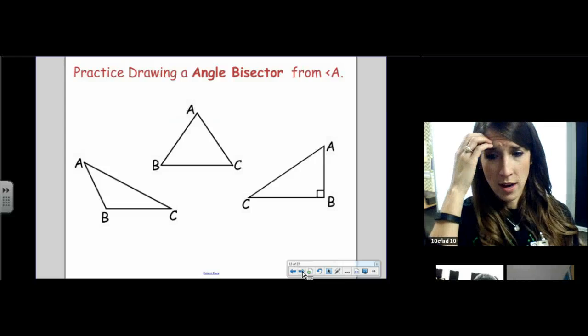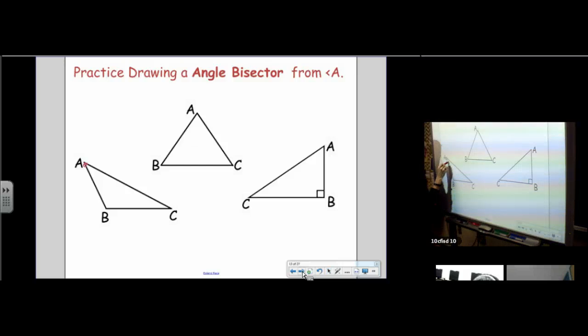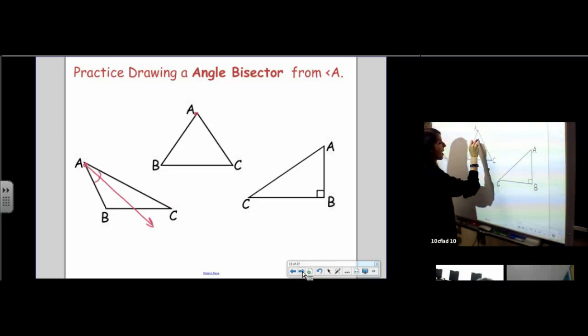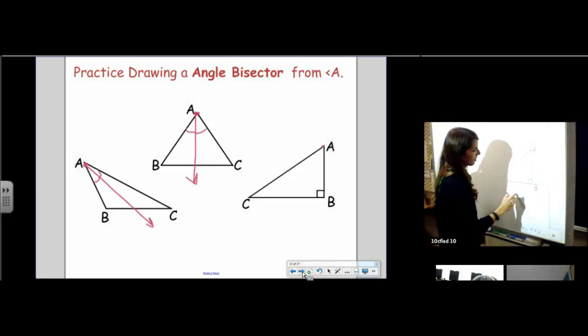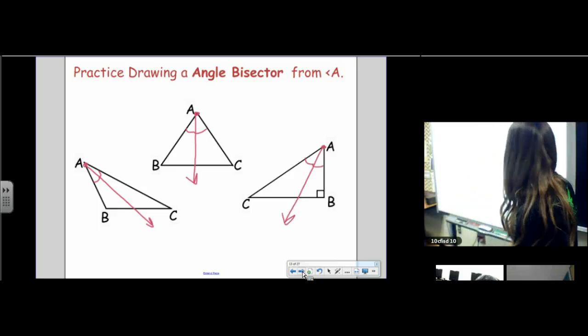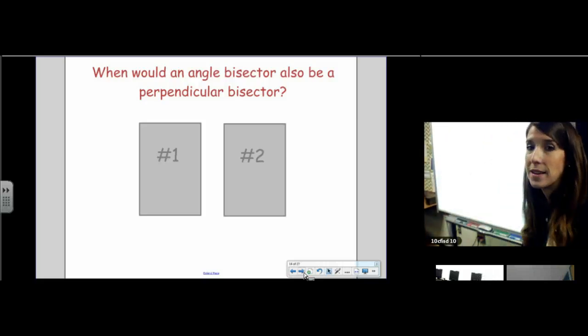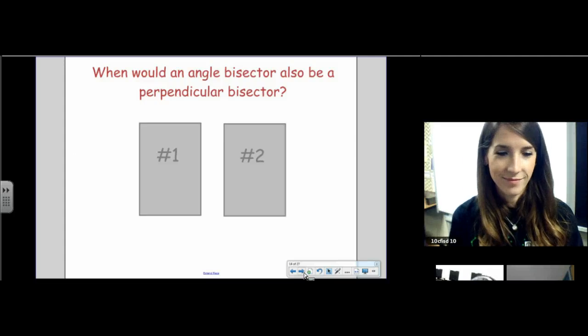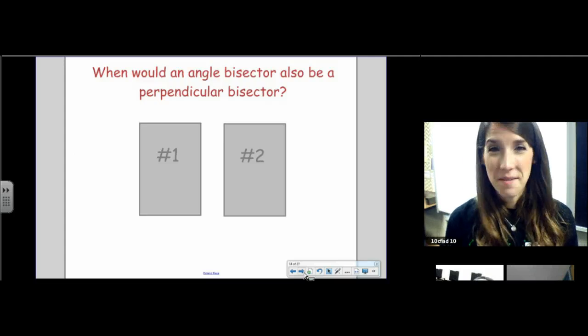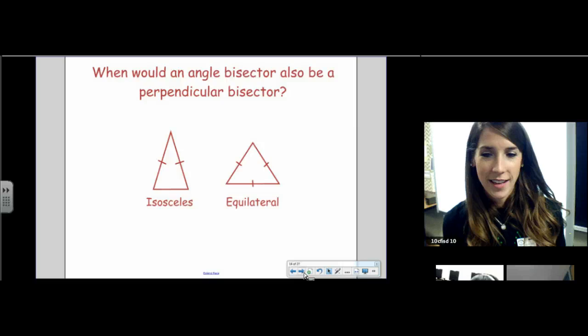So, if I were to practice drawing an angle bisector from angle A, I would literally just go to angle A, I would draw a ray, and then I would add arc, arc. Angle bisector, simple, simple. Okay, so when would an angle bisector also be a perpendicular bisector? The same 2 things are hidden behind these doors as last time. Isosceles and equilateral are once again our special cases.